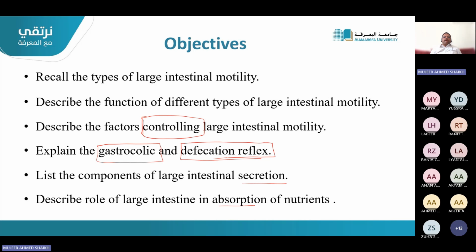And what are the factors which are controlling the motility? What are the different types of motility and how is it controlled? And what is the meaning of the two reflexes, gastrocolic reflex and defecation reflex? And we will see what secretion happens in the large intestine and what nutrients are absorbed in the large intestine.